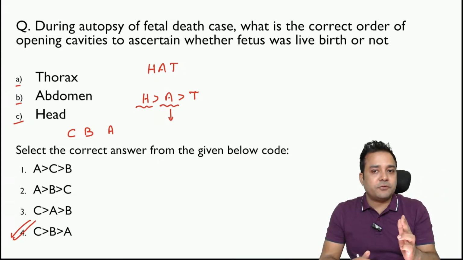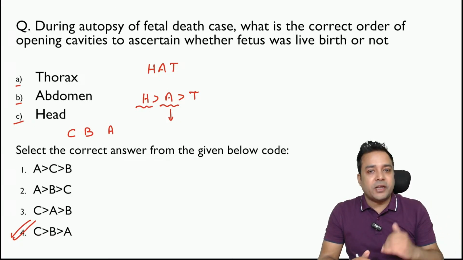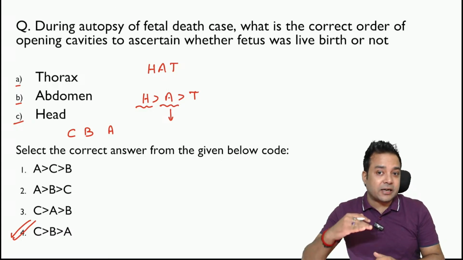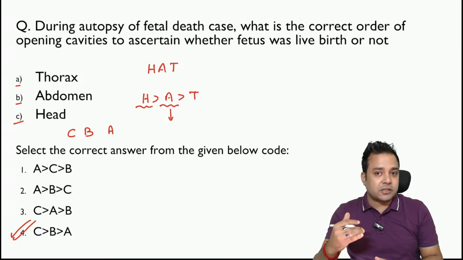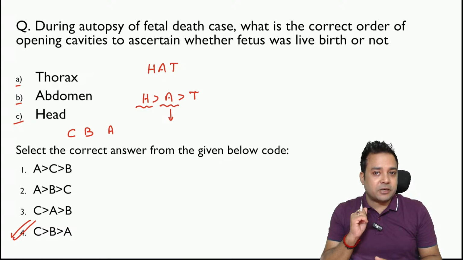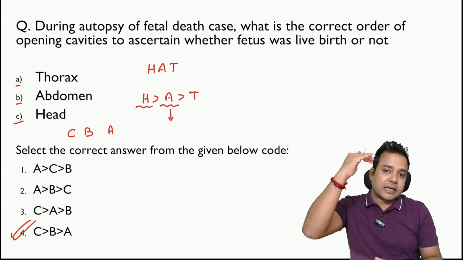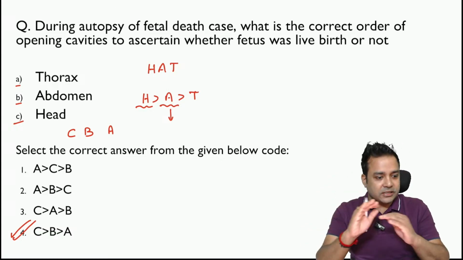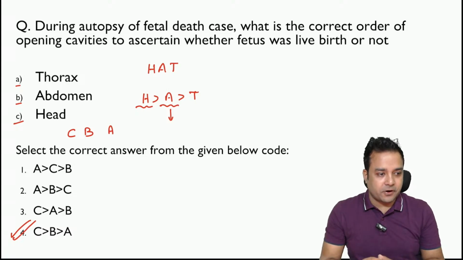Why is abdomen opened before thorax? To look for the position of the diaphragm. In a live birth case where respiration has taken place, the diaphragm is found at the 6th rib level. In a stillbirth case where no respiratory effort has been taken by the fetus, the diaphragm will be at the 2nd rib level. I hope the reason is also very, very clear. Okay.